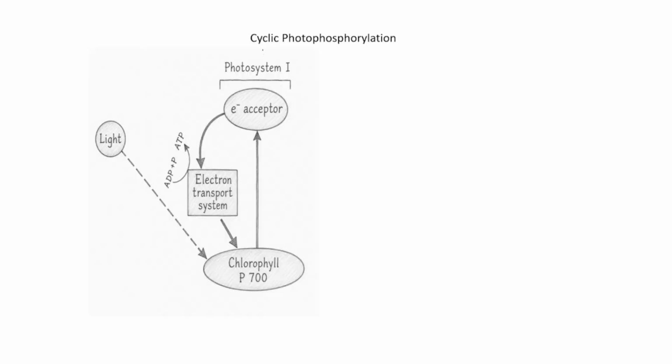Student, this is a diagram of cyclic photophosphorylation. This is the reaction center of Photosystem I. The reaction center chlorophyll absorbs the light at the wavelength of 700 nanometer. Therefore, it is also known as P700.